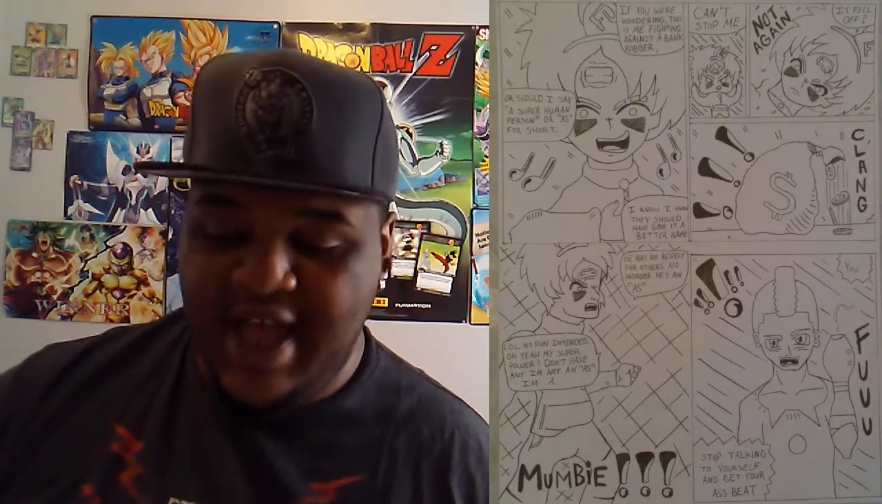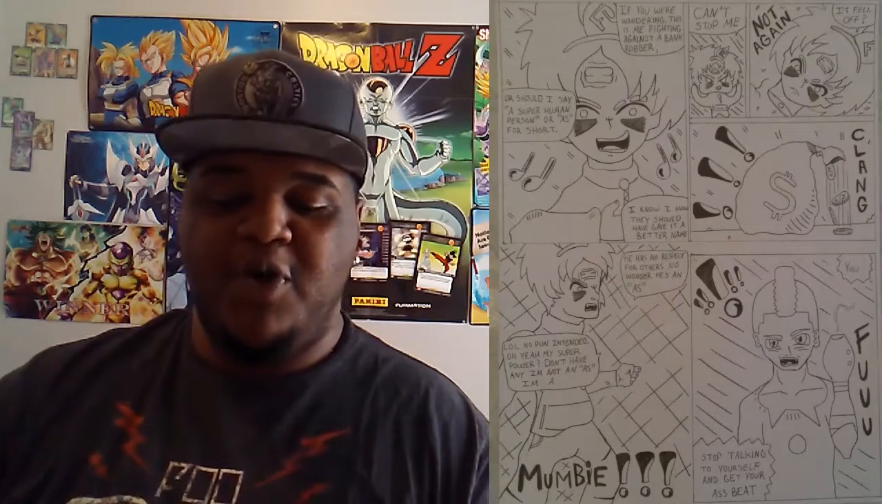And the "can't stop me" part was something that I actually added in that wasn't even part of the actual story. It was just like a chibi version to give the reader a laugh, or an imagination of him putting his head back on. He's like, "Oh no, you can't stop me." Then it says here, if you were wondering, this is me fighting against a bank robber, or should I say a superhuman person, or ASS for short. I know they should have given it a better name.